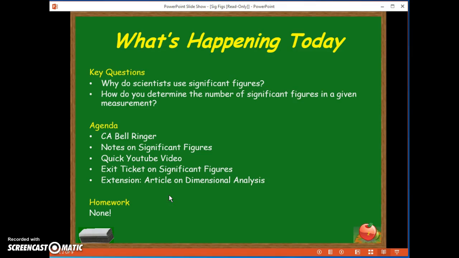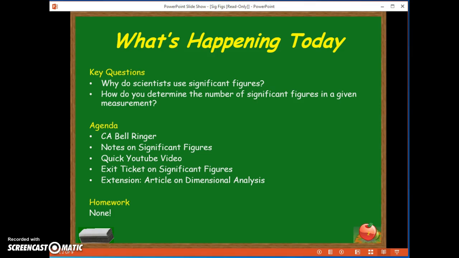So here's what's happening today. Today we're learning about something called significant figures. It's going to be kind of an abstract concept to you because you probably never thought about answering questions with these sort of figures afterwards. We're going to take some very brief notes on page 4 of your new packet that you just got when you walked in the door.